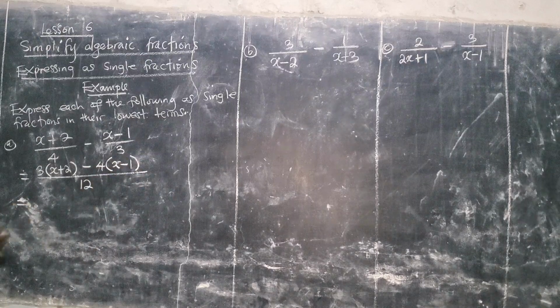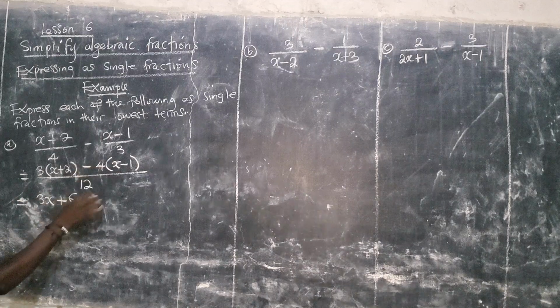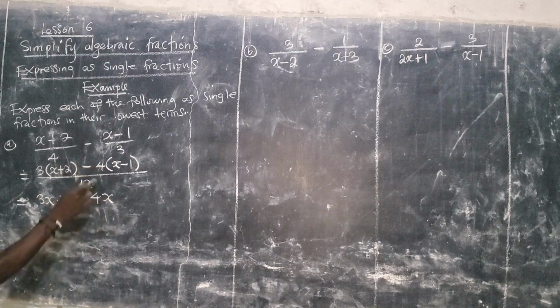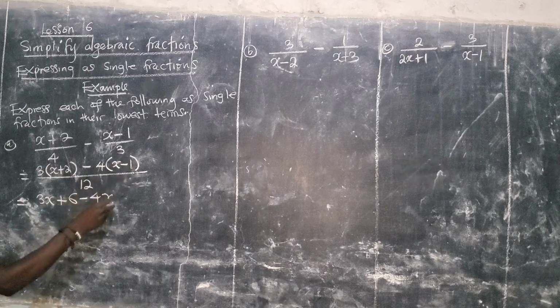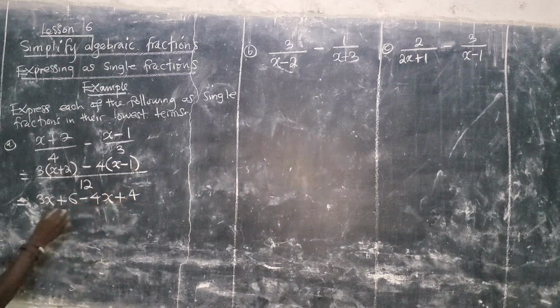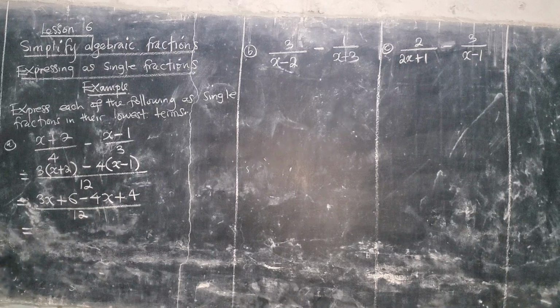Then from there, we're going to open up. 3 times x is what? 3x. Plus 3 times 2 is what? 6. Negative 4 times x is negative 4x. Negative 4 times negative 1, positive 4. Over what? 12. Then from there, we collect like terms.